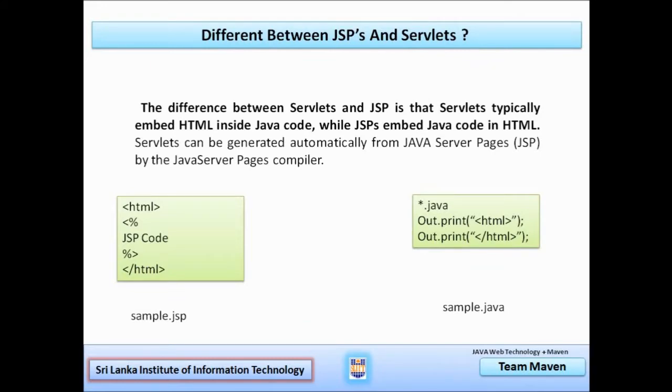So you can see that there are two files in this diagram. The first one is sample.jsp. As you can see, we can insert the Java code inside the HTML in this JSP, Java server pages. If you look at the right side, there is a .java class, which is the servlet. Inside this Java class, we can embed HTML code. This is the major difference between JSPs and servlets.